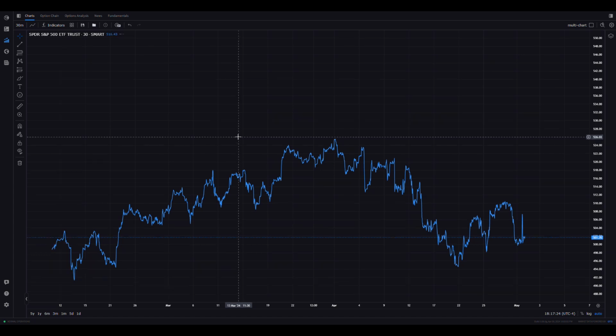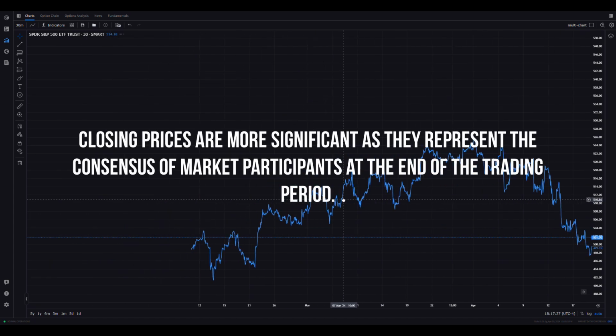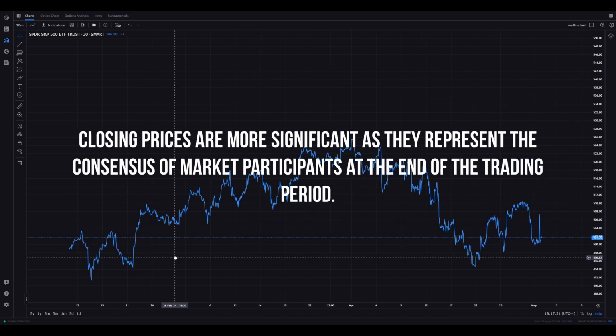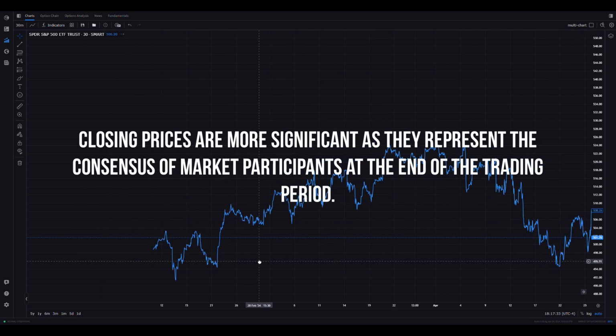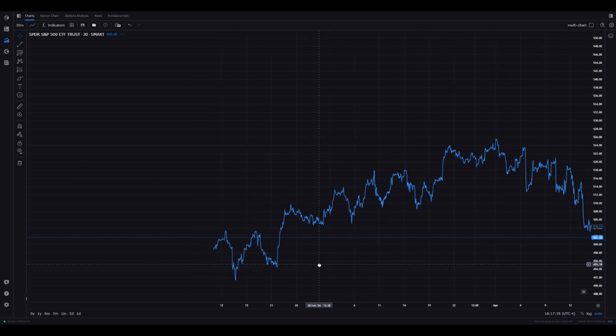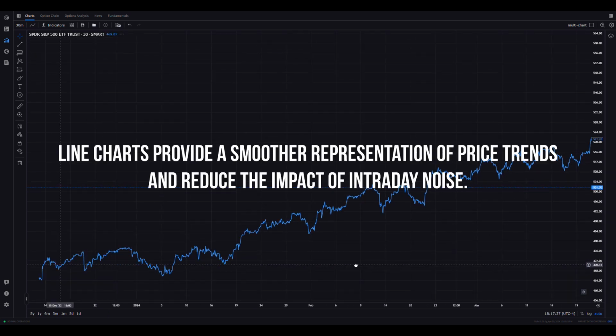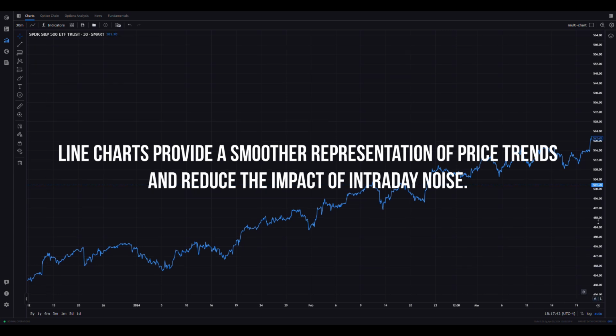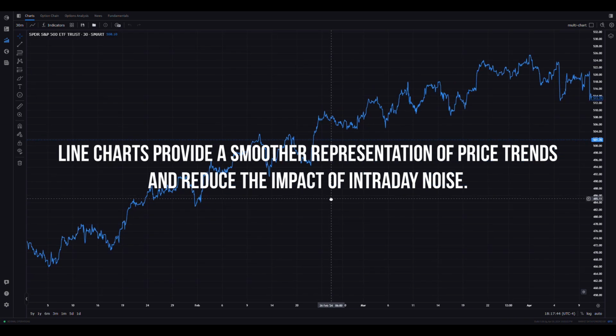This emphasis on closing prices is based on the belief that closing prices are more significant as they represent the consensus of market participants at the end of the trading period. By focusing on closing prices, line charts provide a smoother representation of price trends and reduce the impact of intraday noise, making it easier for traders to identify meaningful patterns and trends.